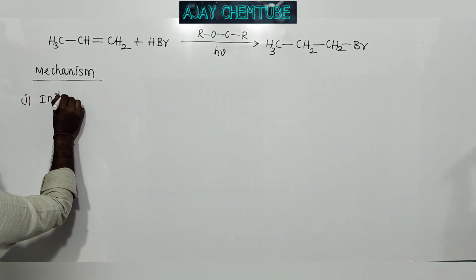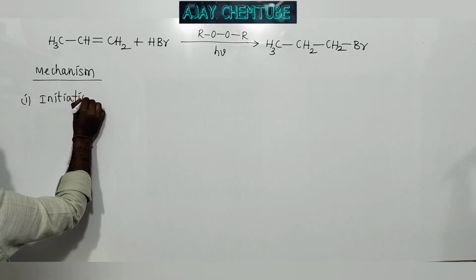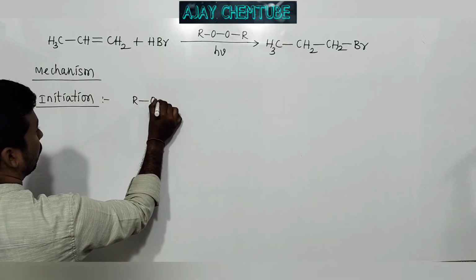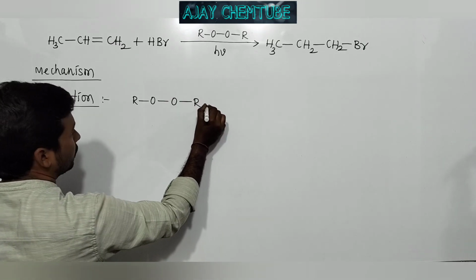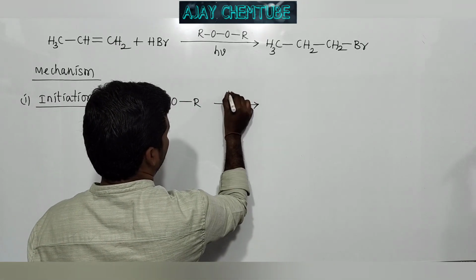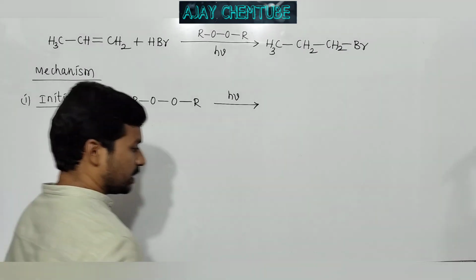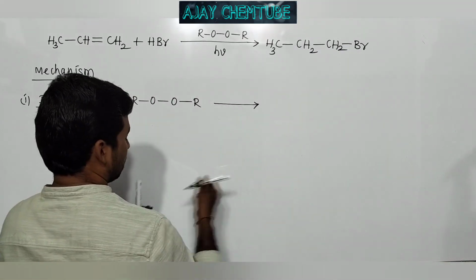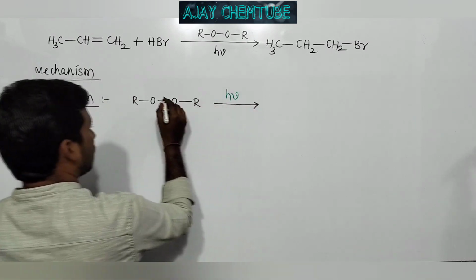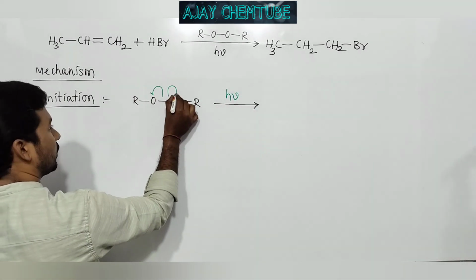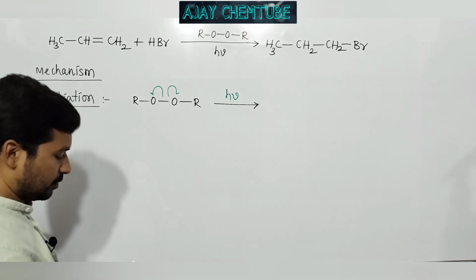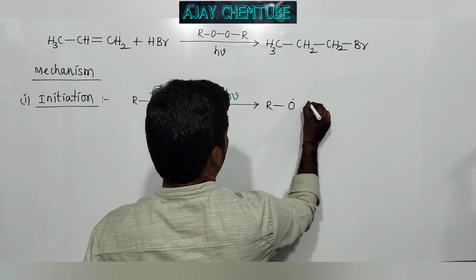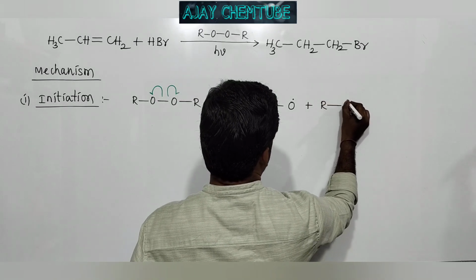How this reaction will begin. Initiation. In presence of sunlight, UV light, what happens here? In presence of sunlight, homolytic bond cleavage takes place. RO free radicals are formed.